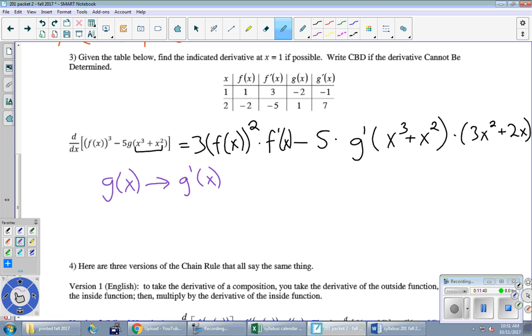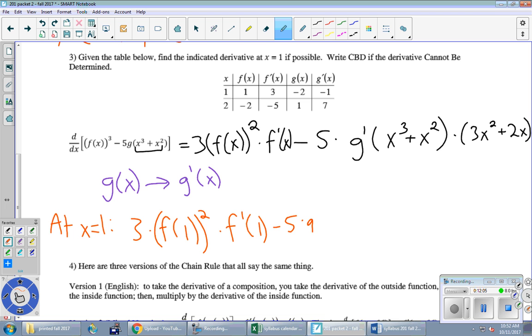Okay, this right here is the derivative rule for any x. This one says, hey, x equals 1 is what we care about, so we're just going to plug in x equals 1 everywhere. So at x equals 1, I'm just going to copy that entire thing. 3 times f of 1 squared times f prime of 1 minus 5 times g prime of, and then just really being naive here, copying 1s everywhere we see x's.